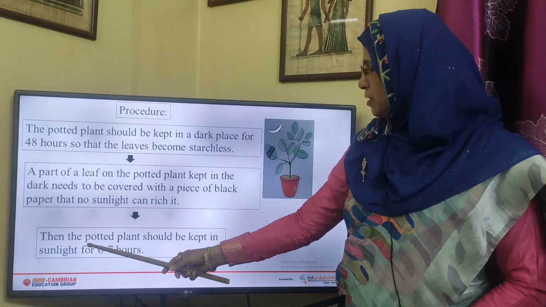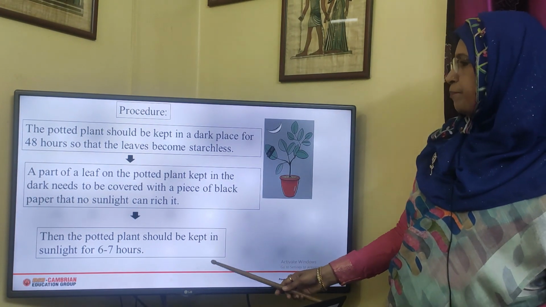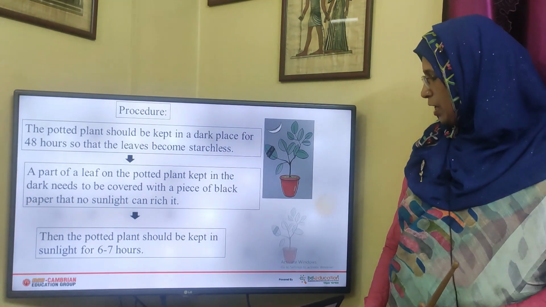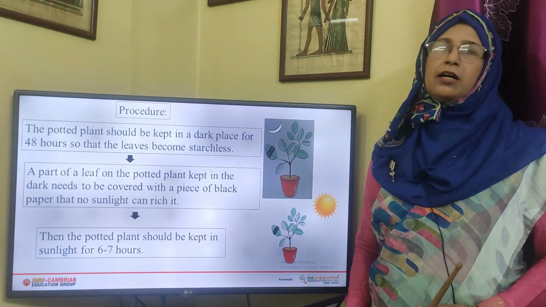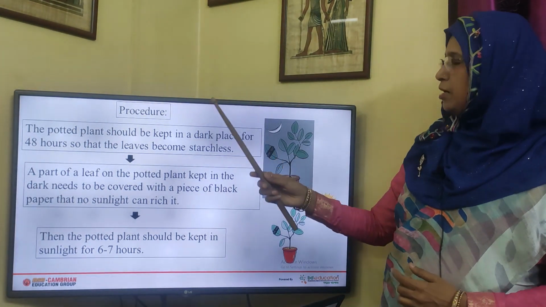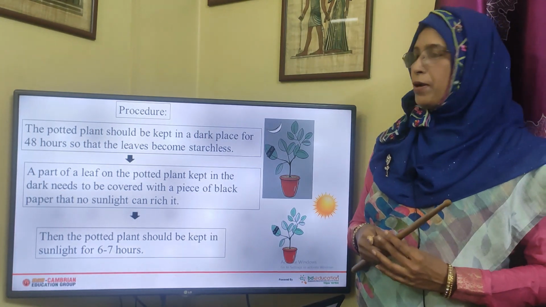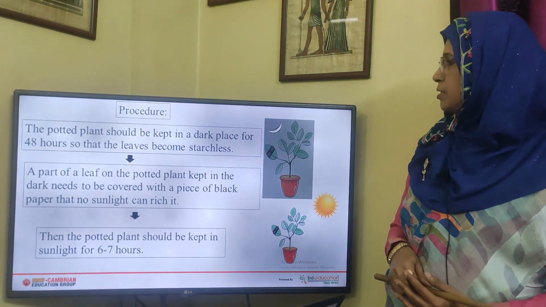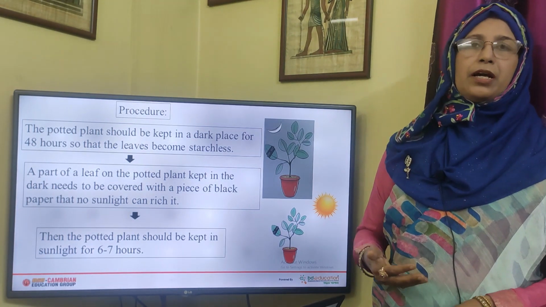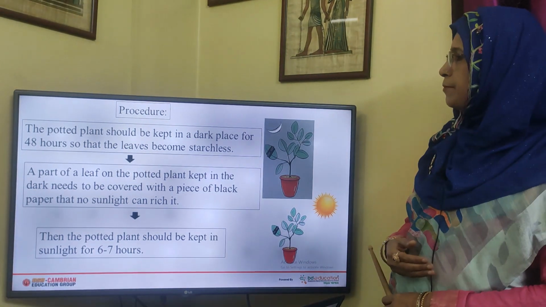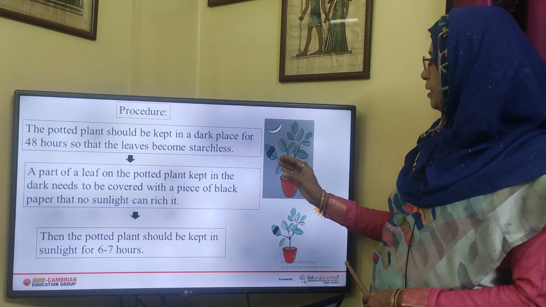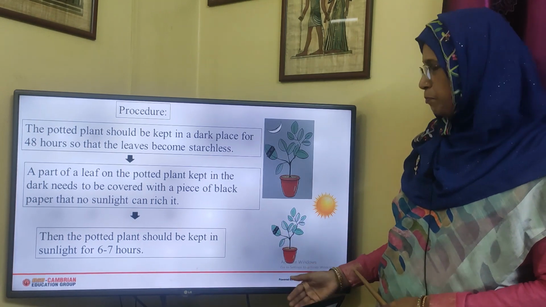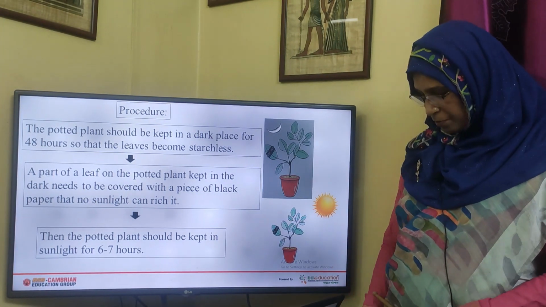Third, this potted plant should be kept in sunlight for 6 to 7 hours. Okay, so this is the procedure. First, the fresh alive potted plant is placed in a dark place for 48 hours to make the leaves starchless, and then one of the leaves is covered by black paper with a clip and placed in sunlight for 6 to 7 hours.